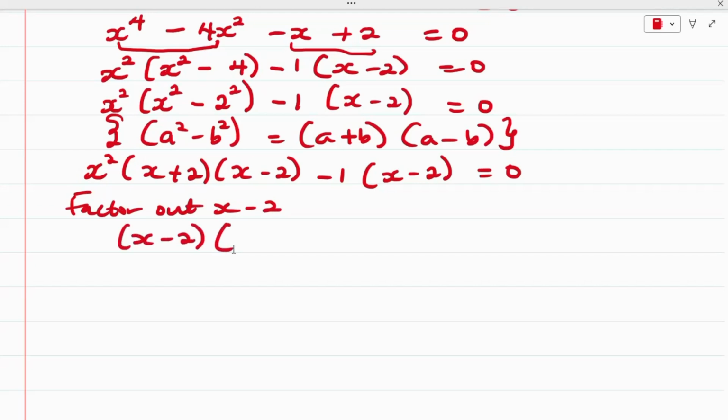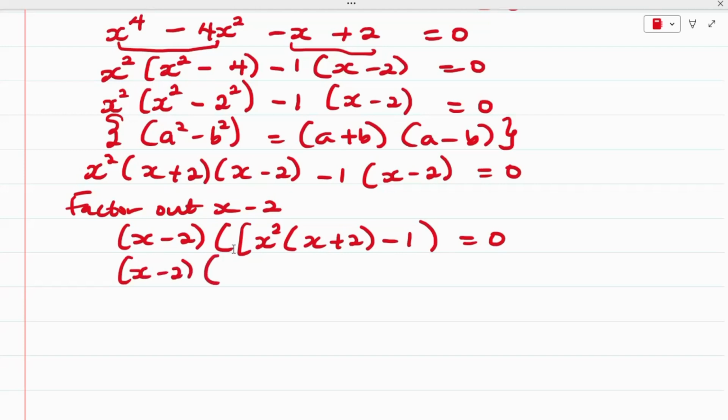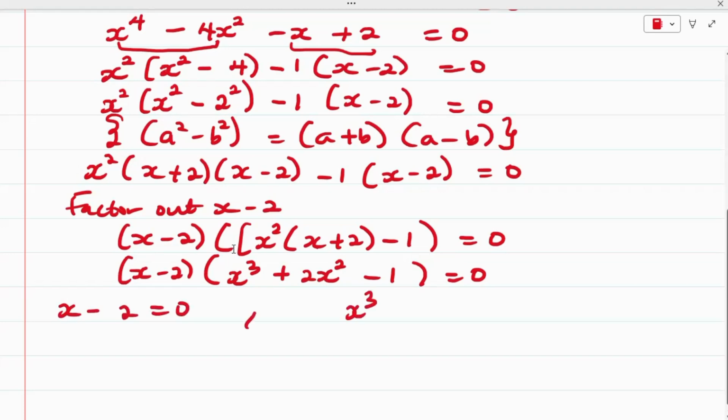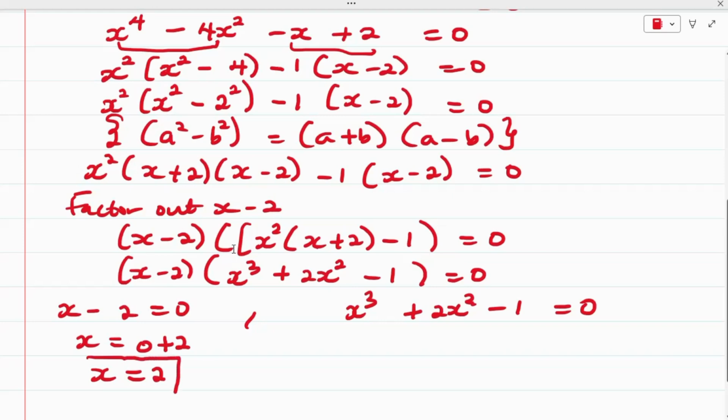If we factor this out, we have x squared into (x plus 2) minus 1, and this is equal to 0. So we have (x minus 2) into (x cubed plus 2x squared minus 1), and this is equal to 0. So from here we have x minus 2 is equal to 0, and we have x cubed plus 2x squared minus 1 is equal to 0. So x is equal to 0 plus 2, and x is equal to 2. So we have the first value of x.